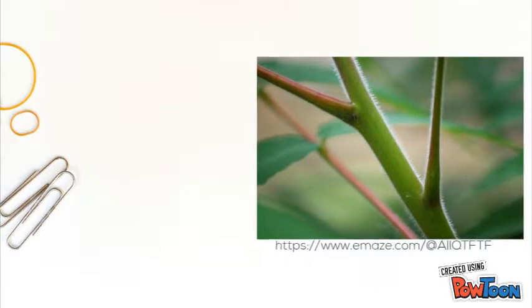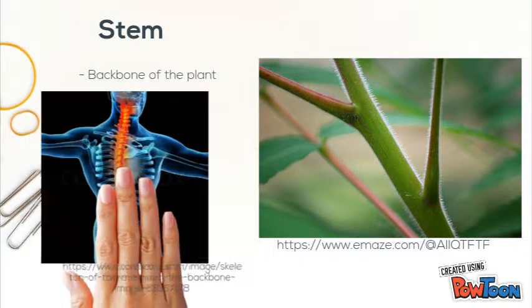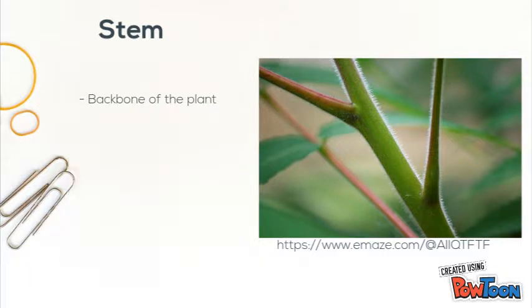Building from the ground up, stems are the next essential part of a plant's survival. Stems are seen as the backbone of the plant. This means that it holds up all the leaves and flowers. Think of it this way. The stem is like a spinal cord of our body. Without it, we would flop over. With it, we can stand tall and do other various functions.